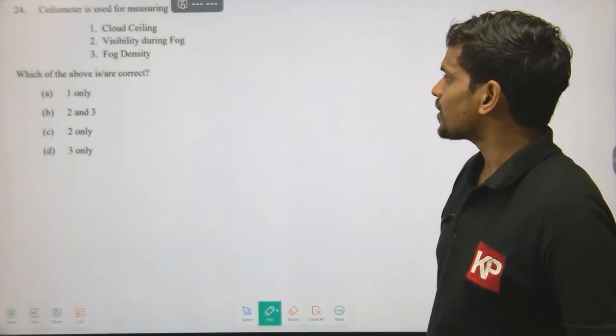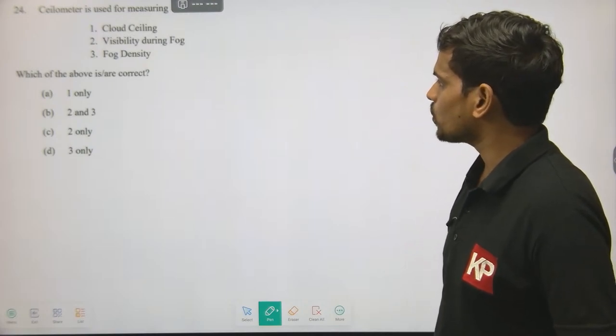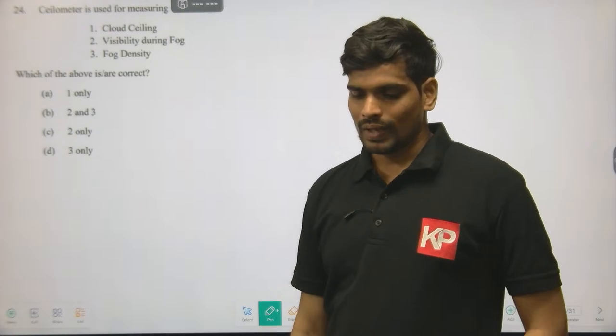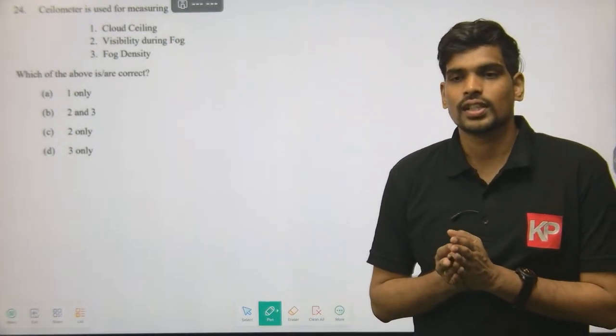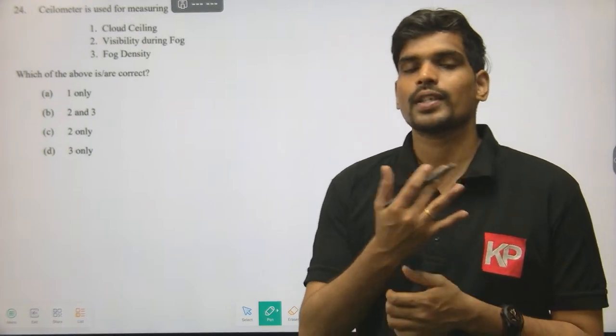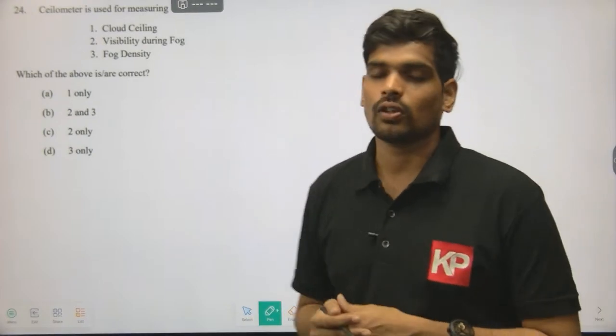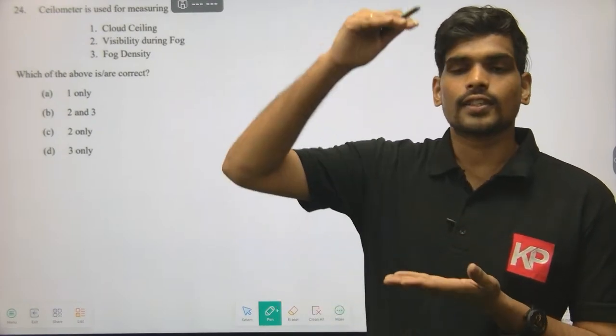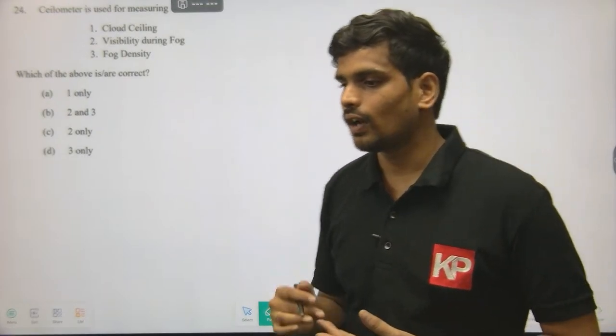Ceilometer is used for measuring cloud ceiling, visibility during fog, fog density. Ceilometer is generally used in airport terminals. You have an anemometer also to measure the wind velocity. Ceilometer is also an important piece of equipment used in airports. It basically measures the thickness of the cloud and the height of the cloud. It measures these basic parameters.